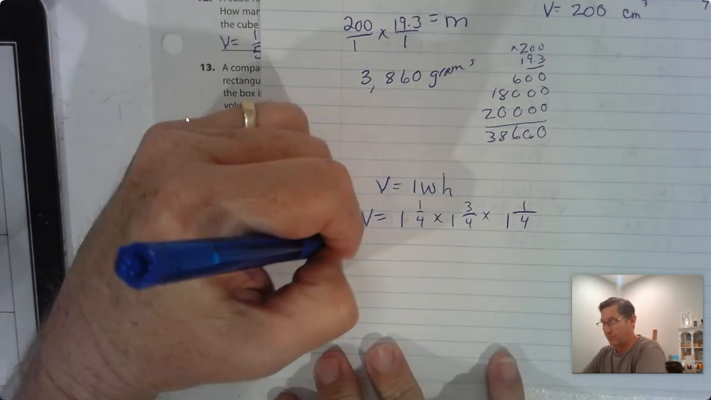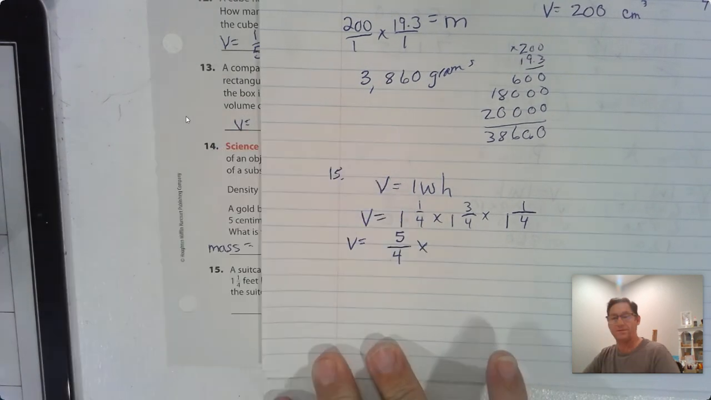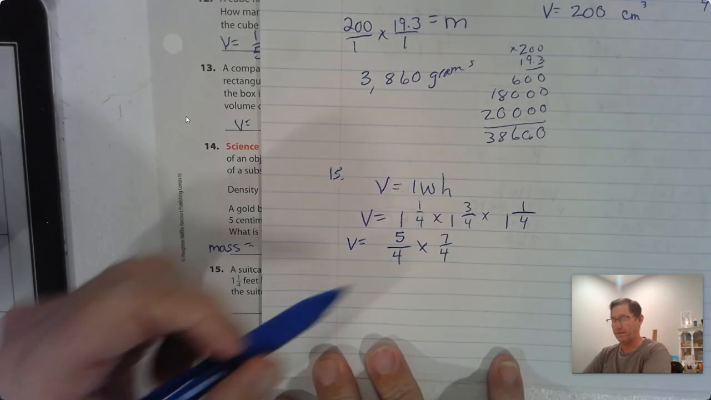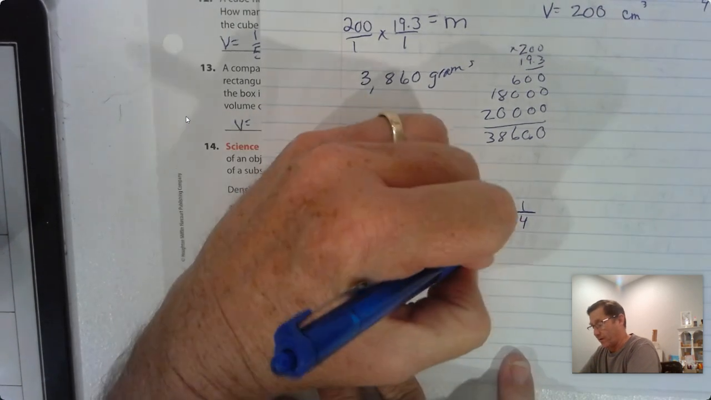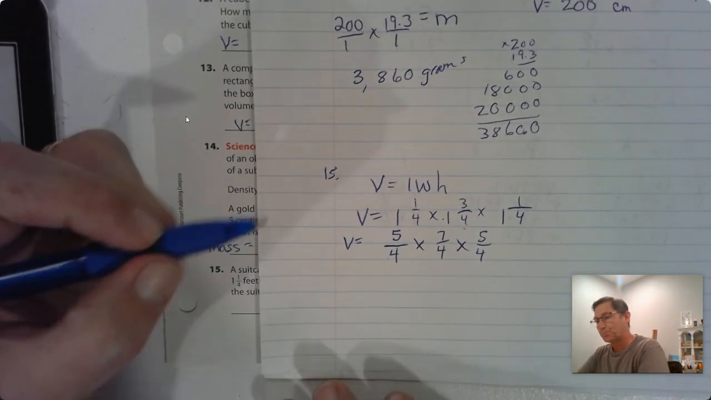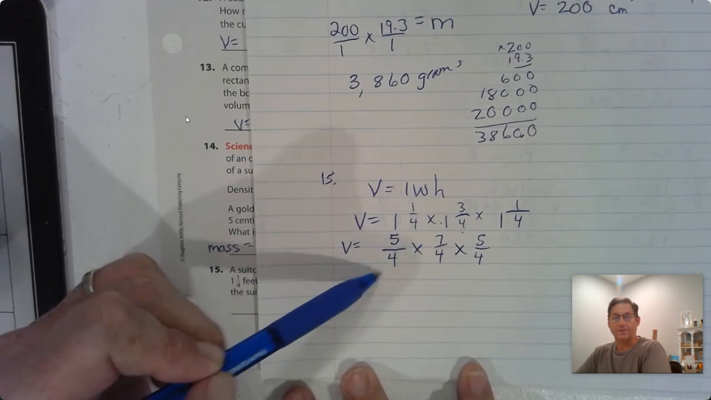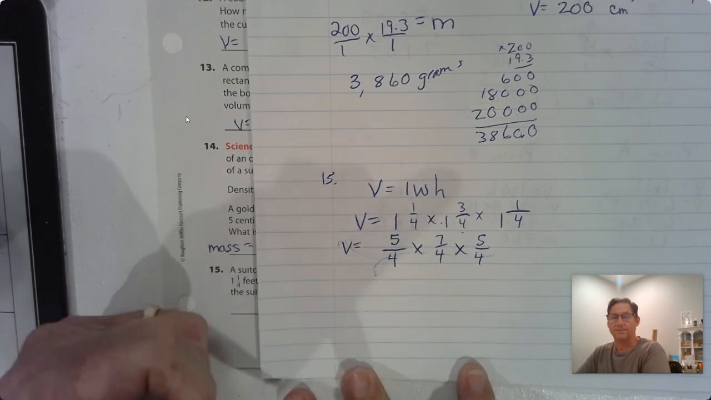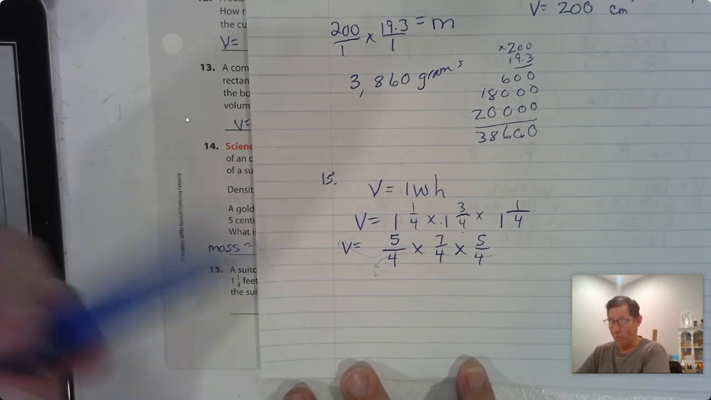All right, so I'm going to turn these into improper fractions. 4 times 1 is 4 plus the extra 1/4 gives us 5/4. 1 3/4 is the same as 7/4. Again, 4 times 1 is 4 plus 3 more is 7. And 1 1/4 we already know is 5/4. So we can't simplify anything because we have even numbers in the denominators and all odd numbers in the numerator. And the only factors of 4 are 1, 2, and 4.